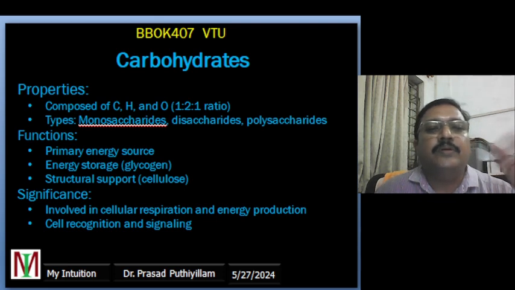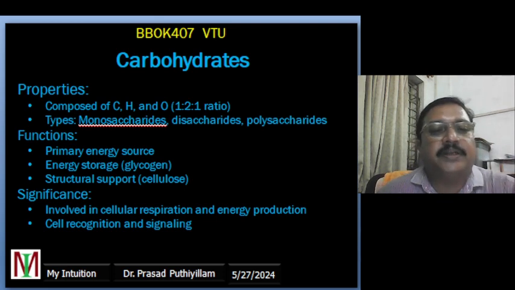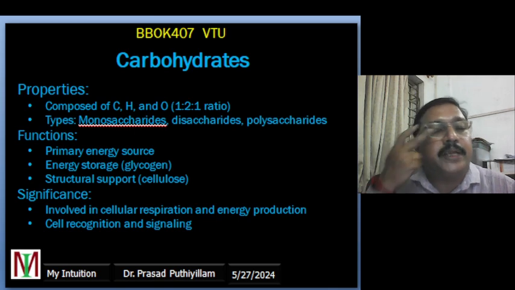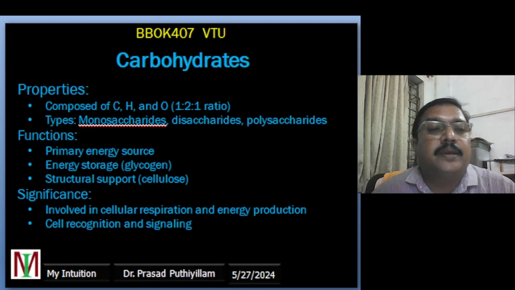Now, the significance in cellular processes. Carbohydrates are very crucial in cellular respiration, where glucose is broken down to produce ATP, adenosine triphosphate. ATP is called the energy currency of the cell. They also play a very important role in cell recognition and signaling processes.